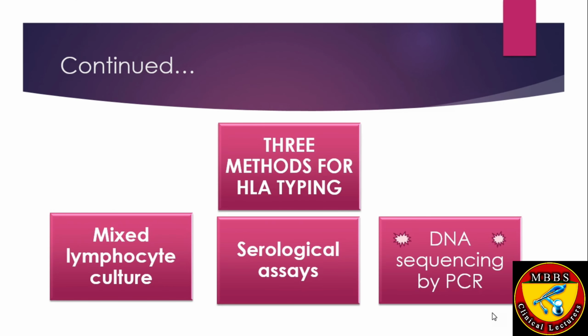So basically there are three methods which are used for HLA typing. The first is DNA sequencing. This is the gold standard, and it gives very reliable and accurate results. Then we have serological assays.